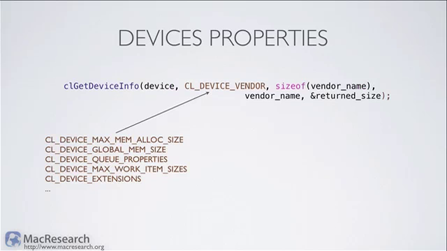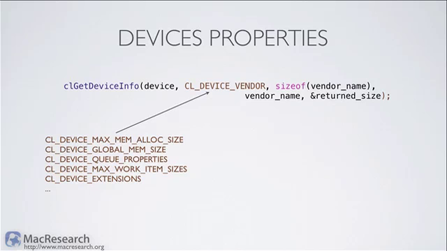Now, once you have the devices, you want to be able to get information about them. And so, for example, in this example, what we're looking at is the device vendor. I want a string, and the types that are returned are different. Sometimes it'll be an integer, sometimes it'll be a string of characters, as in this case, CL device vendor. But you might want to be probing the hardware to say, what's the global memory size? How much RAM is on my graphics card? Or what's the maximum number of work items?